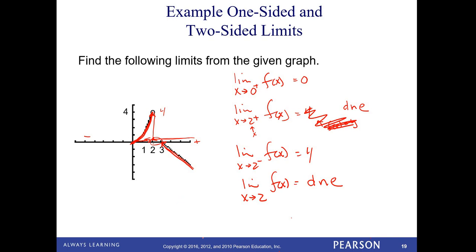Let's look at one more. The limit as x approaches 3 from the right of the function f of x. So again, as I come from the right towards 3, I am approaching 0.